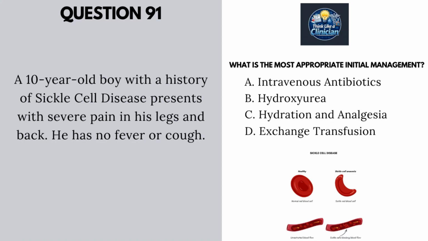A 10-year-old boy with a history of sickle cell disease presents with severe pain in his legs and back, and he has no fever or cough. What is the most appropriate initial management? A. Intravenous antibiotics. B. Hydroxyurea. C. Hydration and analgesia. D. Exchange transfusion. Take your time, think about the case, and provide your answer before we go into the case discussion.